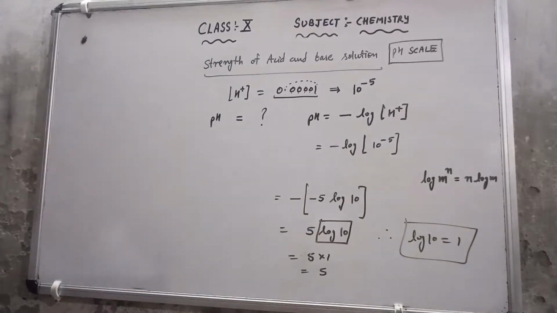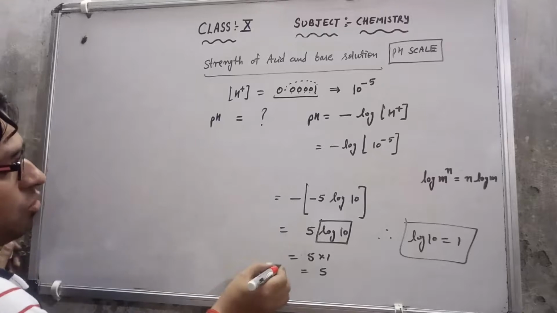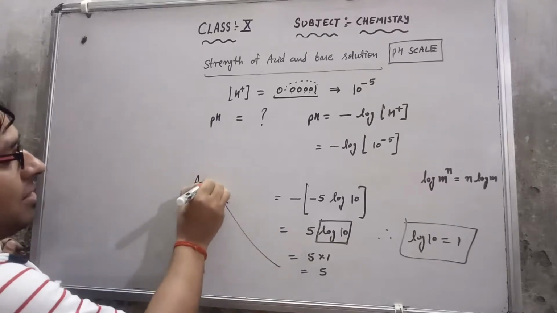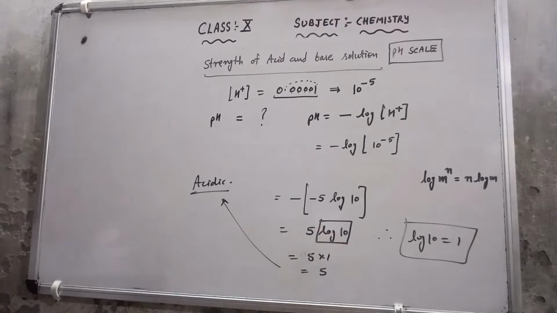So I can say that the pH is coming 5. That means this is less than 7. So if they are asking the nature of this solution, it is acidic, because the value of pH is less than 7. This is one category of the question. Like that, they can ask a question in the exam.